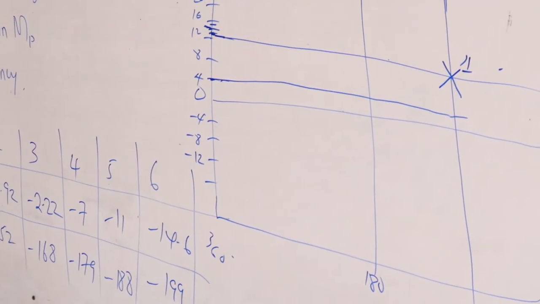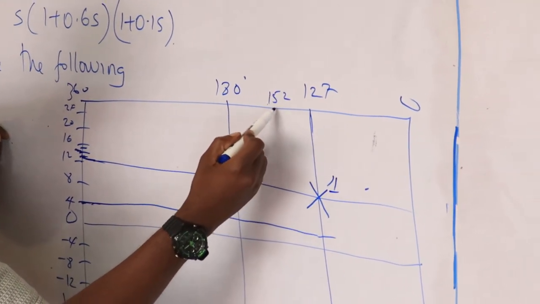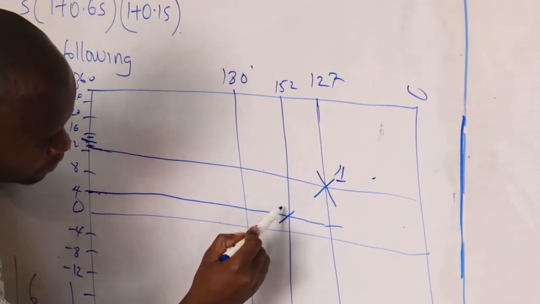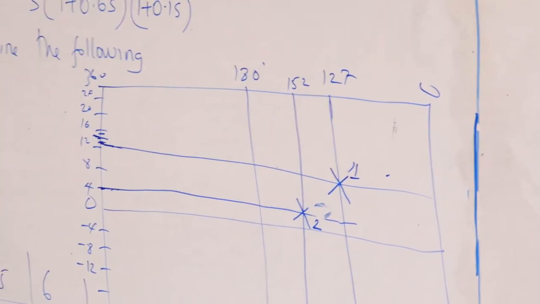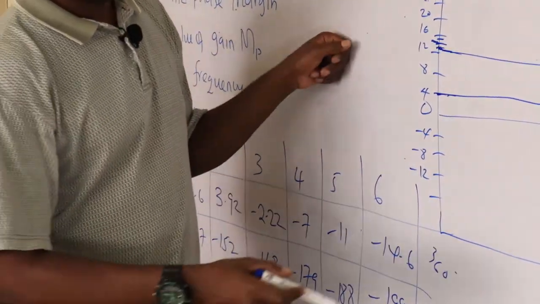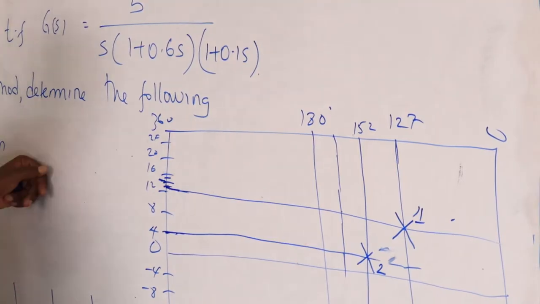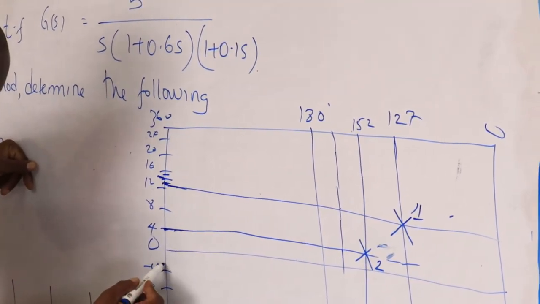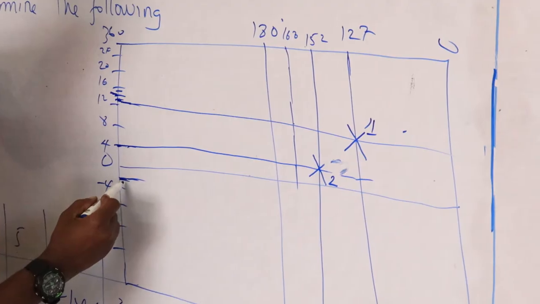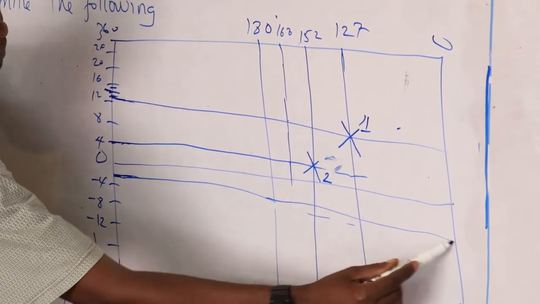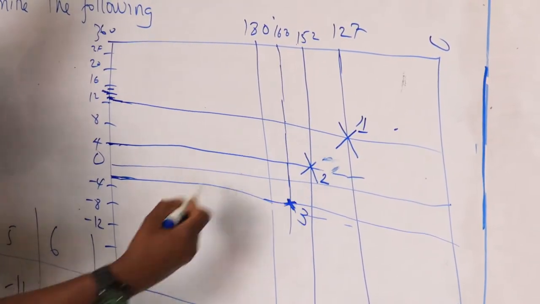Then we look for the angle 152. Maybe our 152 is here. So the point that we are looking for is here, and it is 2 rad per second. Then we do that for all of them: 3, minus 2.22, 168. Let's say 168 is here, and minus 2.22 is here. So that is what we have. Then you write 3 rad per second. And you do that for all of them.